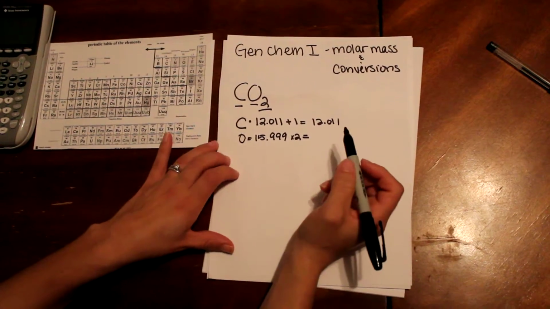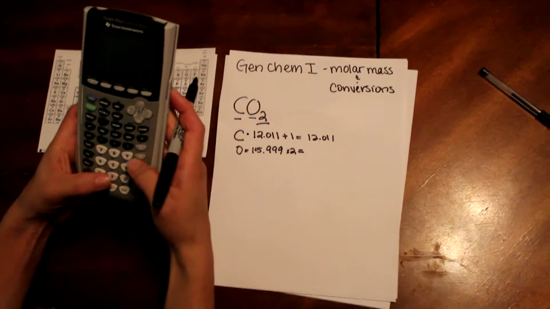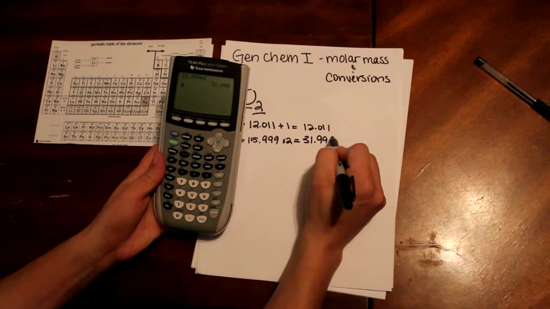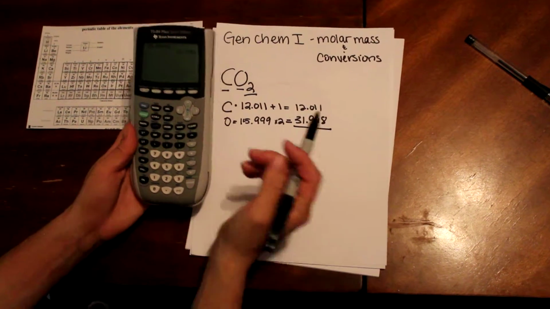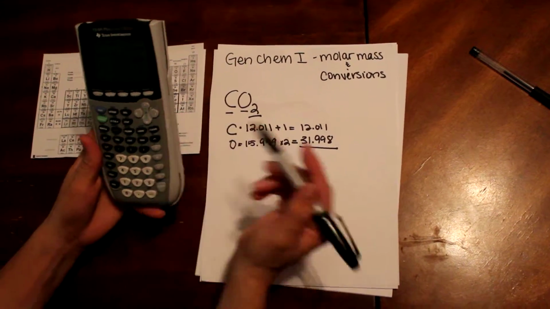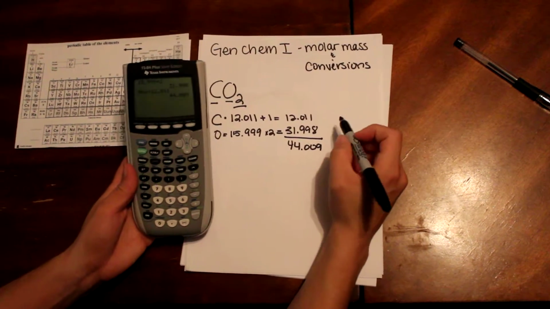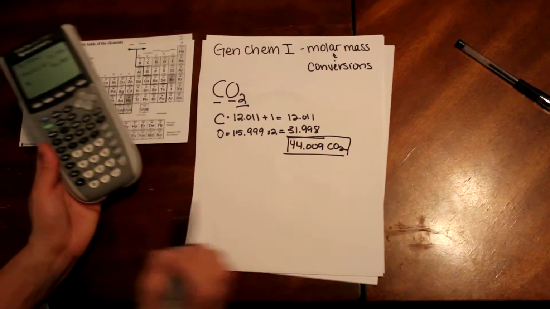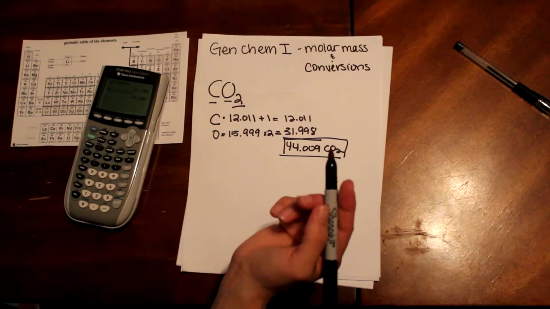You take your little calculator: 15.999 times 2 equals 31.998. Now you just add those together, plus 12.011 equals 44.009. And this is the molar mass of CO2. Voila. Now, let's try something a little more difficult.